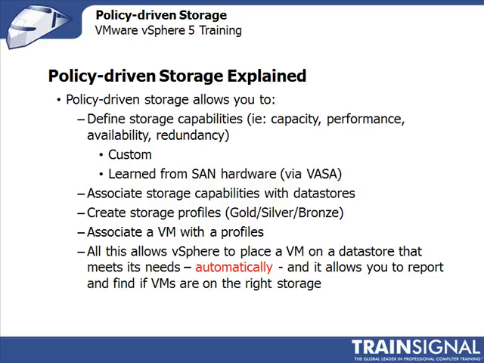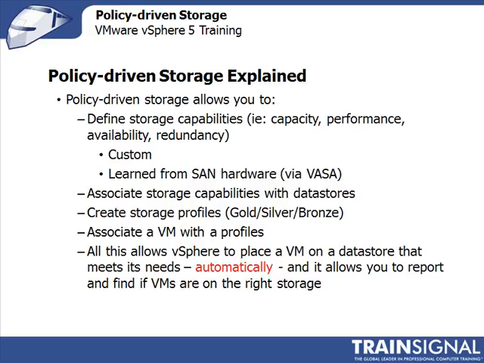And then all of this is going to allow vSphere to place a virtual machine on a data store that meets its needs automatically. So you go through, you create a brand new virtual machine. It says, hey, what kind of storage do you want? Instead of selecting iSCSI Array 5, LUN 6, now you can say, hey, I want gold level storage for this virtual machine. And that's all you have to do. That's all you have to think about.